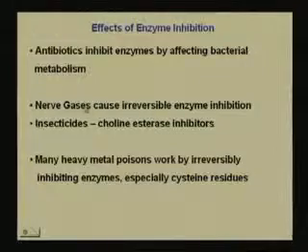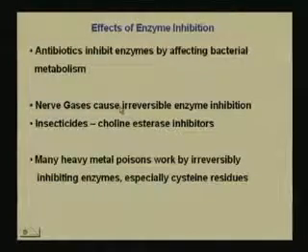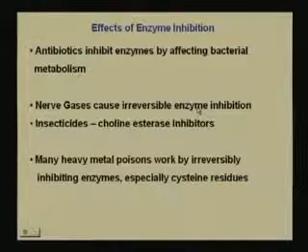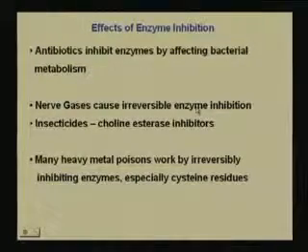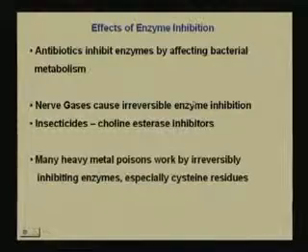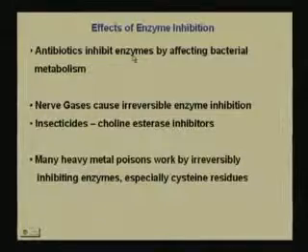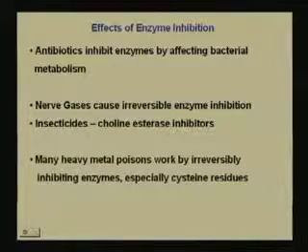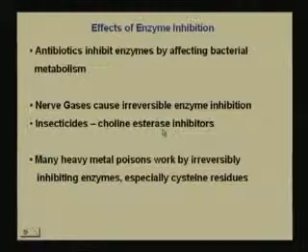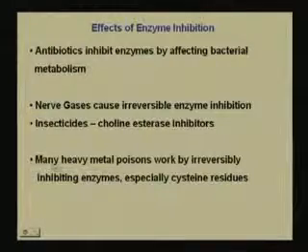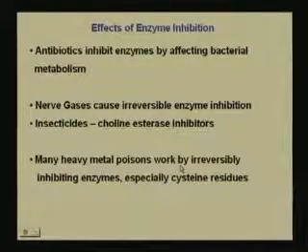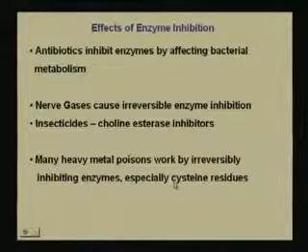For example, nerve gases actually cause irreversible enzyme inhibition. Okay? So, obviously you know they are extremely dangerous. They stop, in fact, cholinesterase, which transports your nerve signals. Okay? So, that is lost. The activity of the enzyme is completely lost. Insecticides are cholinesterase inhibitors. Again, from the name you can see that it acts on an ester. Okay? Then again, many heavy metal poisons work by irreversibly inhibiting enzymes, especially cysteine residues.